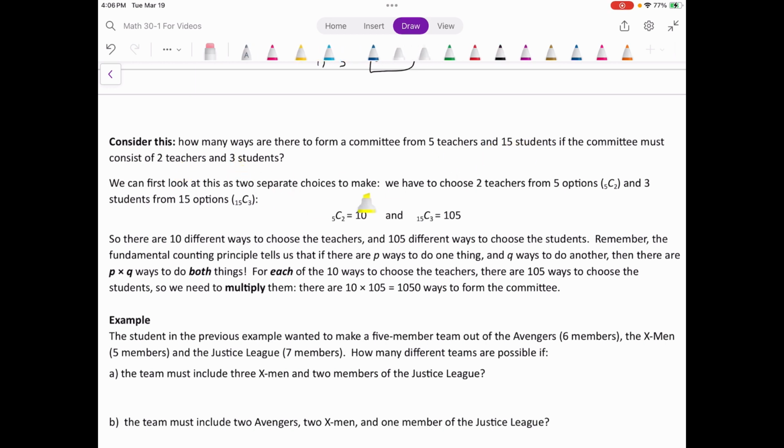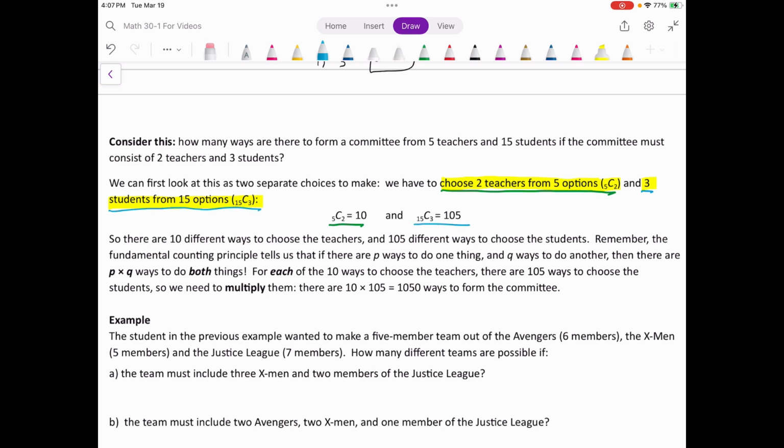So this is really just 2 separate choices to make, right? What are we doing? We're choosing 2 teachers from 5 options, which would be 5 choose 2. That's the number of ways to just choose the teachers, right? But then we're also choosing 3 students from 15 options, which would just be 15 choose 3, right? So we're looking at the number of ways we could choose 2 teachers out of 5 options and the number of ways we could choose 3 students out of 15 options.